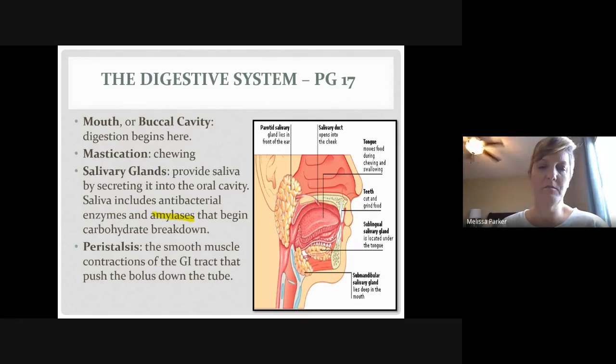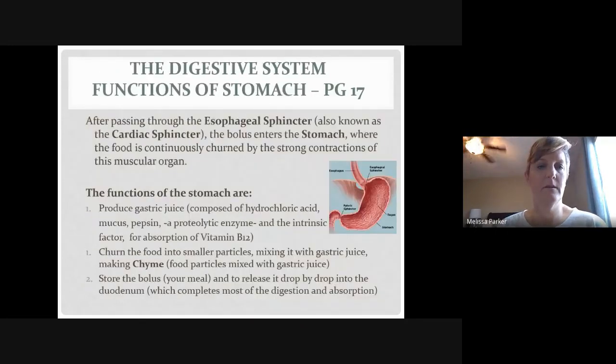Peristalsis is the smooth muscle contraction of the GI tract that pushes the bolus down the tube. So after the food comes down through the esophagus right here, there's an esophageal sphincter. It's easy for me to remember which sphincter is where because of how it connects. The top of the stomach connects to the esophagus, so that's going to be the esophageal sphincter. And then it enters into the stomach, where the food is continuously churned by strong contractions of the muscular organ.